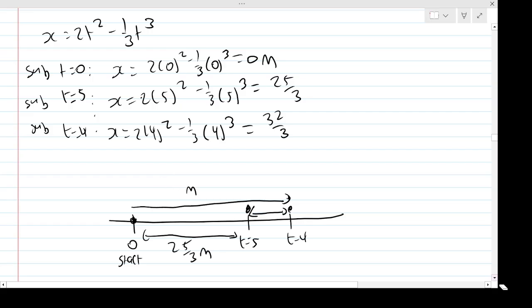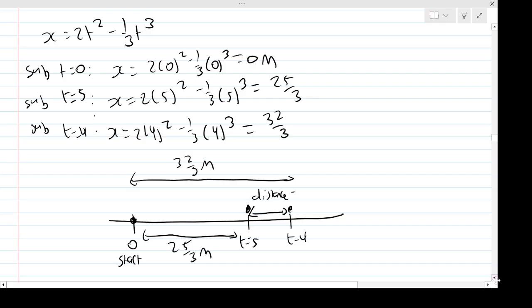Actually, if I move this up a little bit, up here, what is this distance here going to be? Because that's the idea then. We start from, again, the starting point. Then we go to t is 4. So that means, essentially, we go forwards by 32 over 3 meters. And then from t is 4, we go backwards to this point, t is 5. So basically we're going to need to find this distance here.